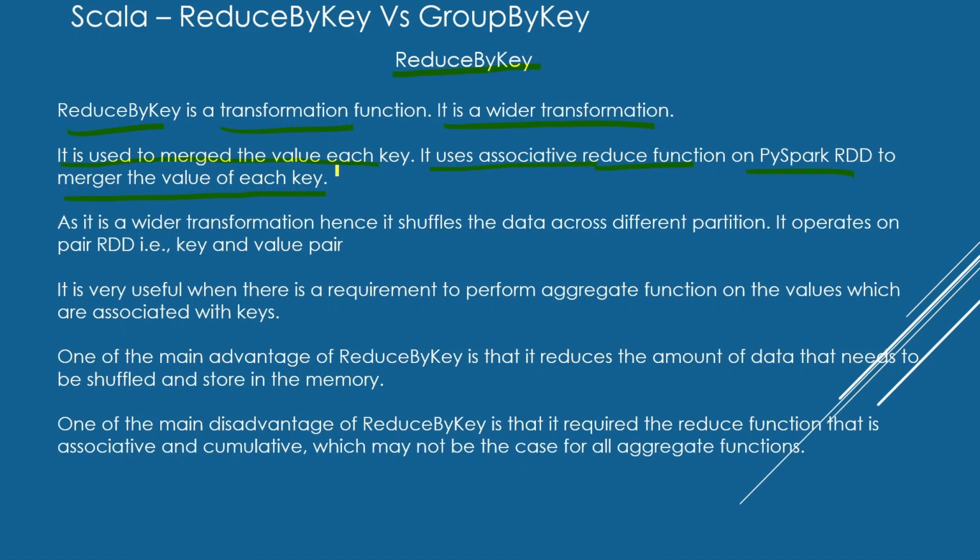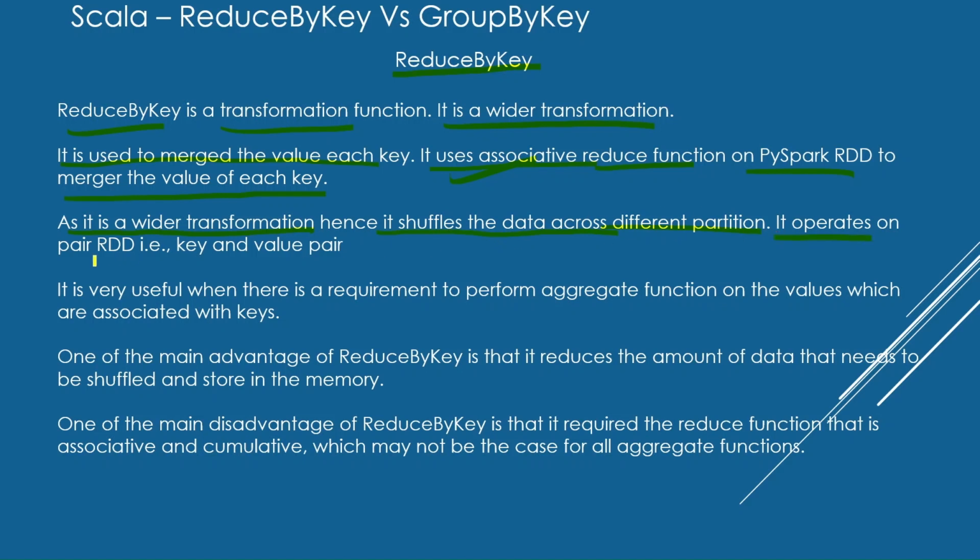So what will reduceByKey do? It will merge all the values of the same key with the help of an associative reduction function. So it is a wider transformation, hence shuffle of the data occurs across different partitions. As I told you, if a transformation is a wider transformation, then the shuffling of the data across different partitions will occur.